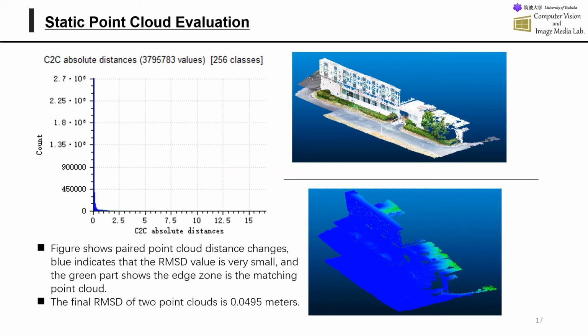To evaluate the accuracy and completeness of static point cloud, RMSD between the static point cloud and the ground truth is calculated. As can be seen, the distance of most point pairs is less than 0.5 meters, and the figure on the left shows the variation of cloud to cloud distance in a different area. Blue colorized the good matching points, while yellow means the poor matching points. The final RMSD of 2 point clouds is 0.05 meters.